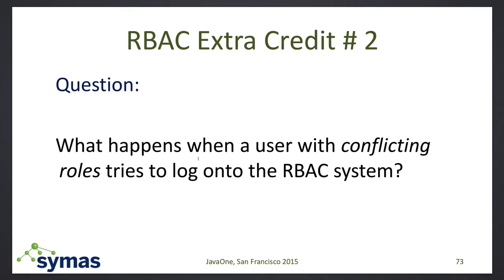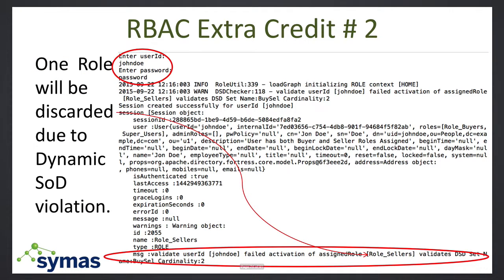RBAC extra credit number 2, what happens when a user with conflicting roles tries to log on to the RBAC system? Well, didn't we just see that with our John Doe user? And the answer is yes, we did. And here's a look at what happens behind the scenes. So this is the system log when John Doe logs in. And what basically happened with the Fortress system is when it tries to activate the second role that would then violate the separation of duty constraint, it just tosses the second role and logs a warning.